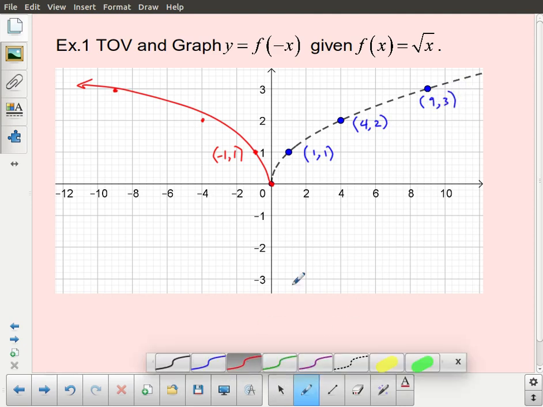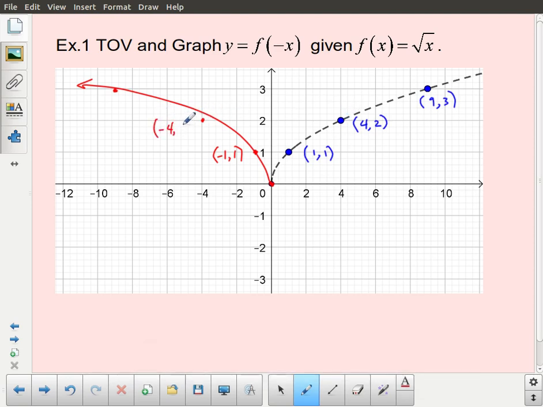And now, where have those points gone? This point (4, 2) has gone over here to (-4, 2). The x-coordinate has been reflected. It's gone from +4 to -4, but the y-coordinate is unchanged. The x-coordinate has been reflected to -9, but the y-coordinate is unchanged. And so f of -x as a transformation is what's known as a horizontal reflection. Sometimes you'll hear people refer to that as a reflection or a mirror image in the y-axis, but I usually will say horizontal reflection.